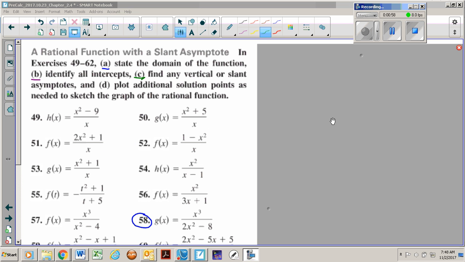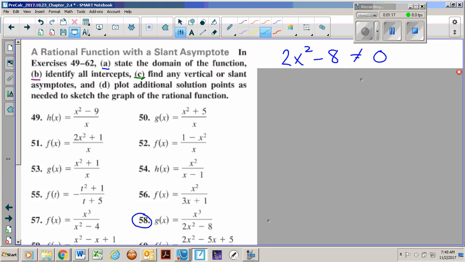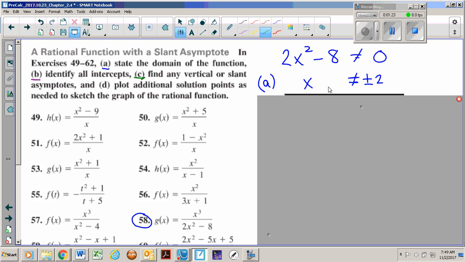In this set of equations, we're going to be asked to do 4 different things. State the domain of the function. So I have 2 restrictions I'm looking for. Is there a square root with a variable that could possibly be less than 0? No. But we do have a fraction, and we know we can't divide by 0. So the first thing I say is that I cannot have this whole denominator, 2x squared minus 8, equal to 0. Solving that, I find that x cannot equal plus or minus 2.